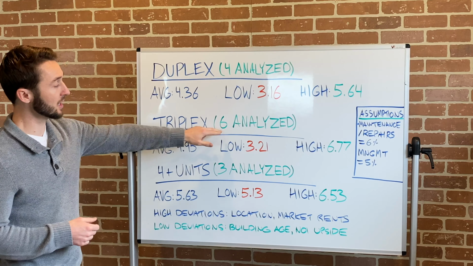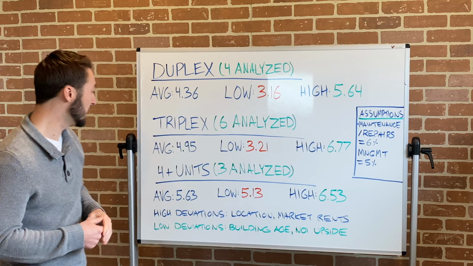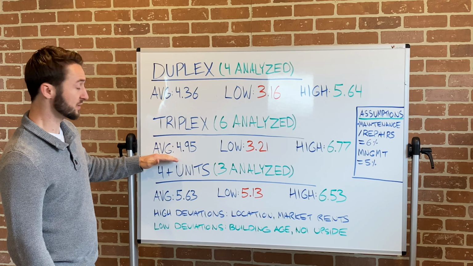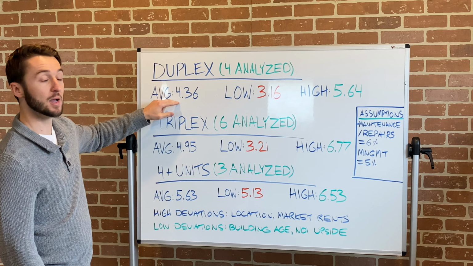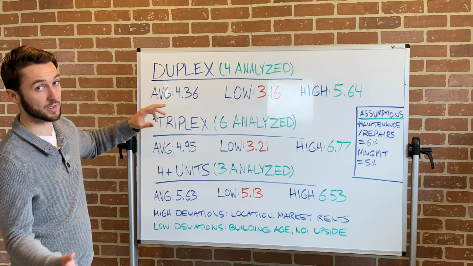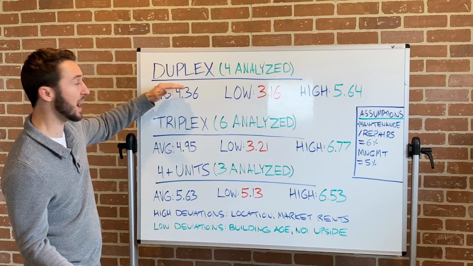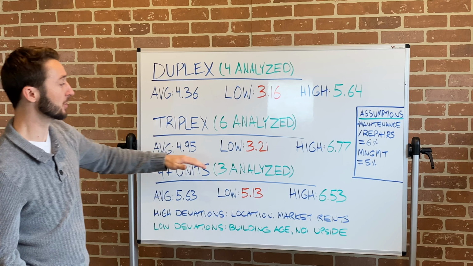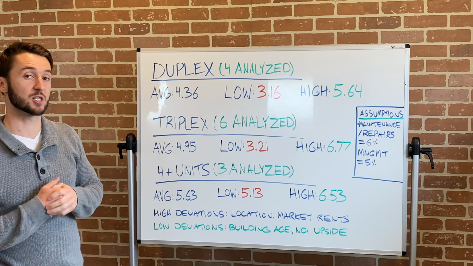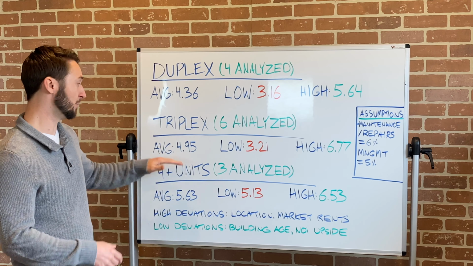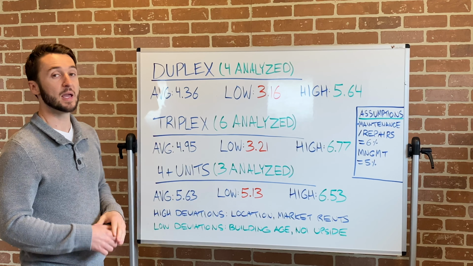Triplexes, we analyzed 6 triplexes. The average was 4.95. So as you can see already, that's a better cap rate, or potentially a better rate of return than the average duplexes. The low was 3.21 and the high was 6.77. So that's quite above the average there.